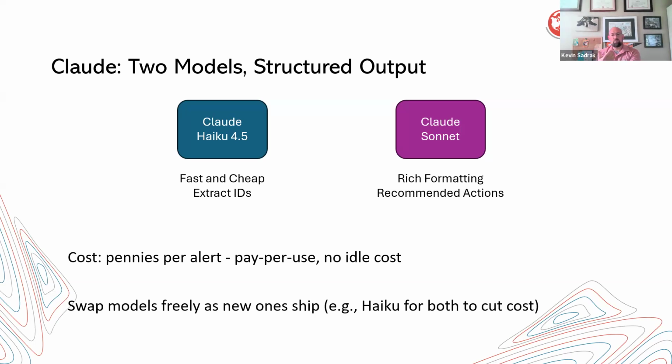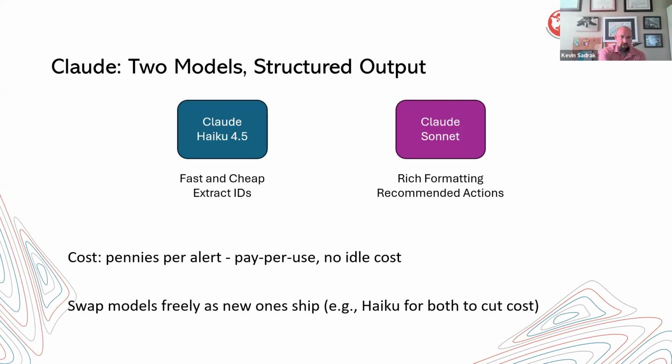I don't need to use a heavy, more costly model for that. I can use the lower end model. The second model is Claude Sonnet. And if you're familiar with some of the Anthropic offerings, I'm not using Opus for this. I am using Sonnet. I could probably up the game a little bit if I needed to. But Sonnet is good at the rich formatting and figuring out the logic, based upon the prompt that I gave it, to figure out the recommended actions.